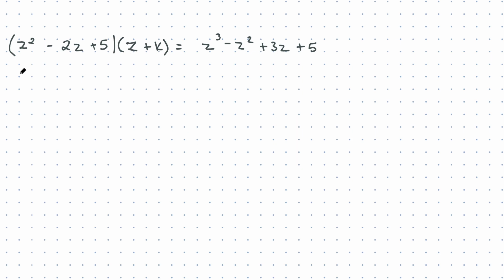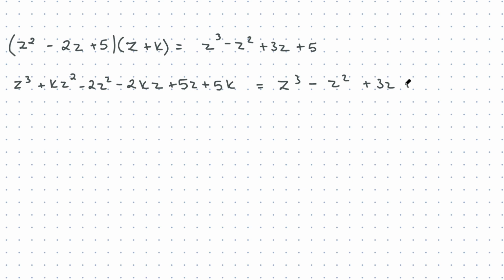But when I multiply out this side, I'm going to get z cubed, plus kz squared, minus 2z squared, and minus 2kz. Then I'm going to have positive 5z, and then plus 5k, and all of that should equal z cubed minus z squared plus 3z plus 5.